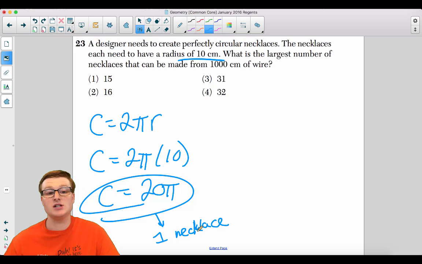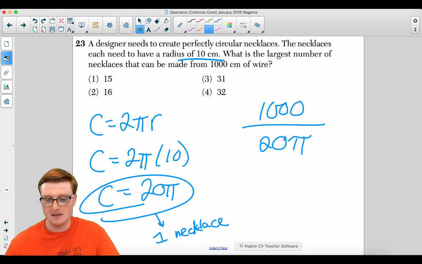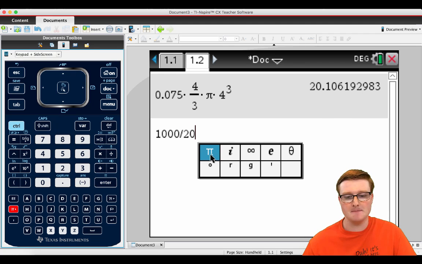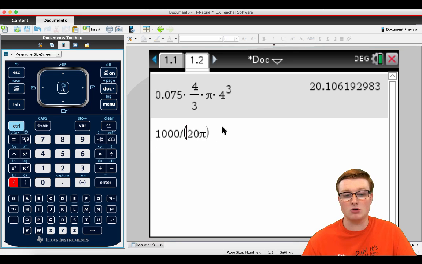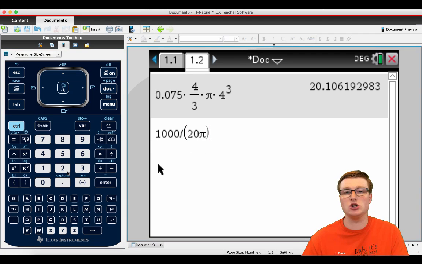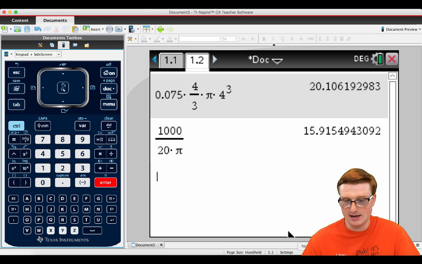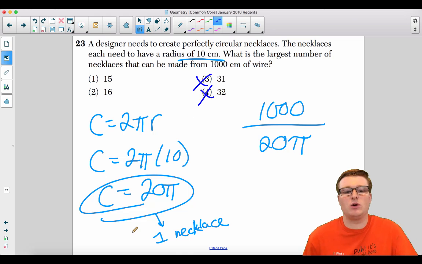Okay? This person or the designer has 1,000 centimeters of wire to use. So we're going to take 1,000 and divide it by 20 pi. Go to your calculator. 1,000 divided by 20 pi. Now make sure that your pi is in parentheses or else it will change the whole answer. It has to be in the denominator. Your answer is 15.9. So it can't be choice 3, it can't be choice 4.